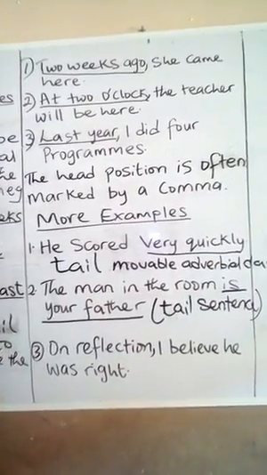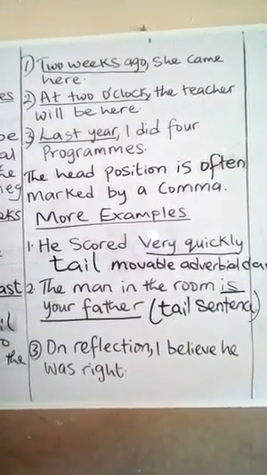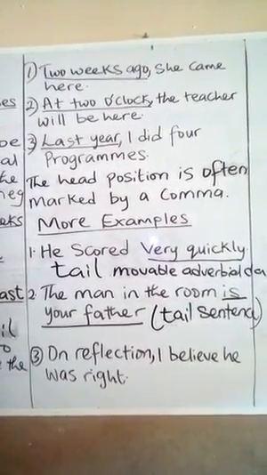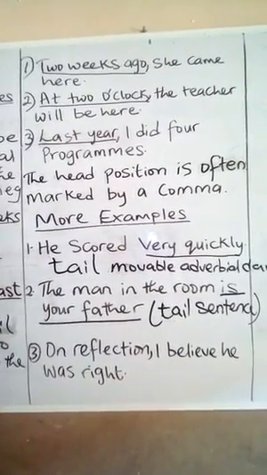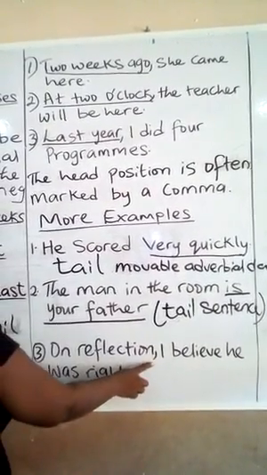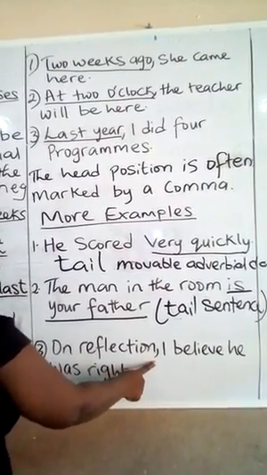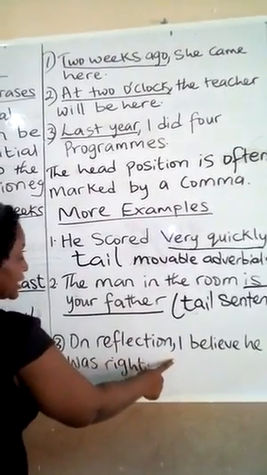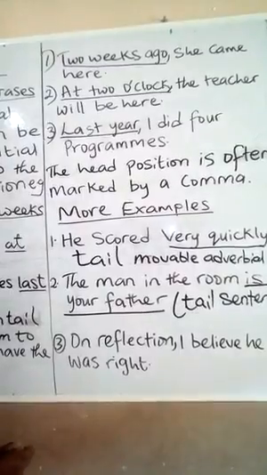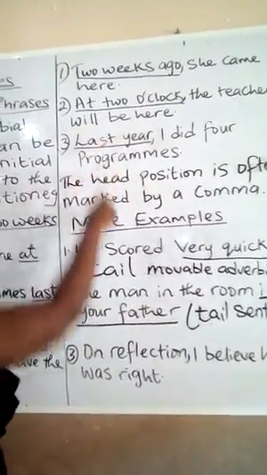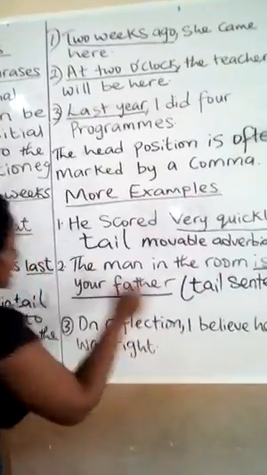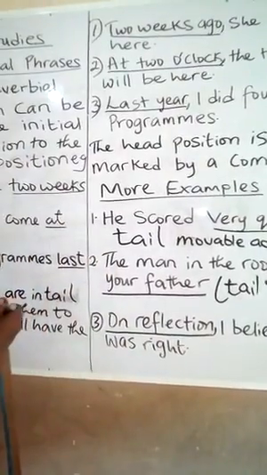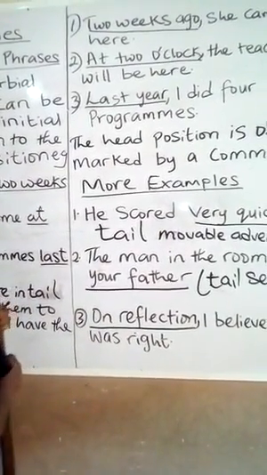Now let's look at the number 3 example. On reflection, I believe he was right. If you look at the sentence very well, you see that it is marked with a comma, meaning that we've already been given the head sentence. Remember I said that because it's marked with a comma, you know that it is a head sentence. So we say, on reflection, is the head sentence.